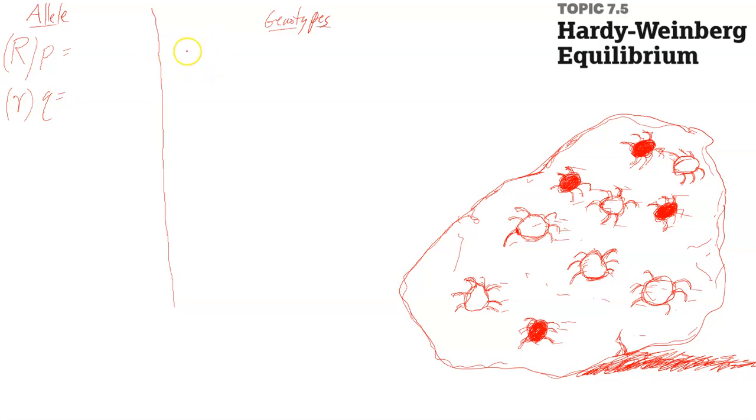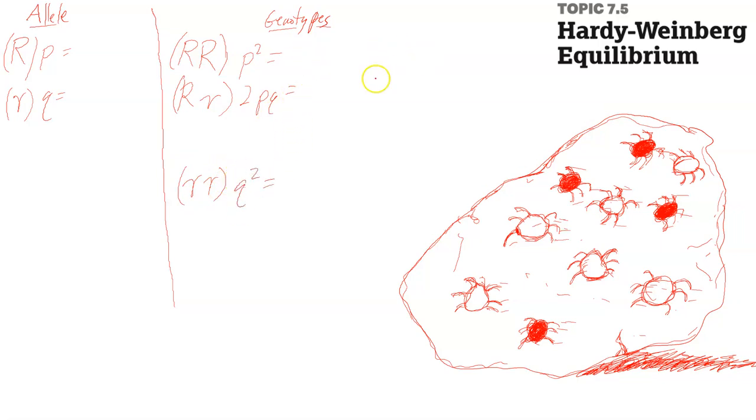Now on the other side, genotypes. We have a simple dominant-recessive system here, so what different genotypes would these give rise to? You've probably seen this before, but you can have big R, big R, big R, little r, and little r, little r. I'll put these in parentheses too, because each of these genotypes is represented by one of these Hardy-Weinberg variables: p squared, 2pq, and q squared.